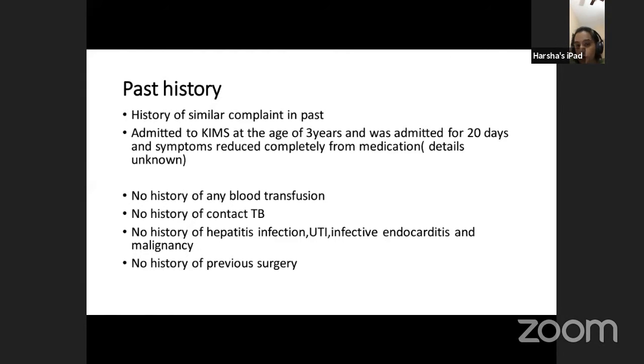Correct. So most likely steroids. So definitely you should probe into the history and ask the mother if it is suggestive of steroids. How will you ask that? For how long it was given, and whether after some days it was given on alternate days. Correct. Very good.